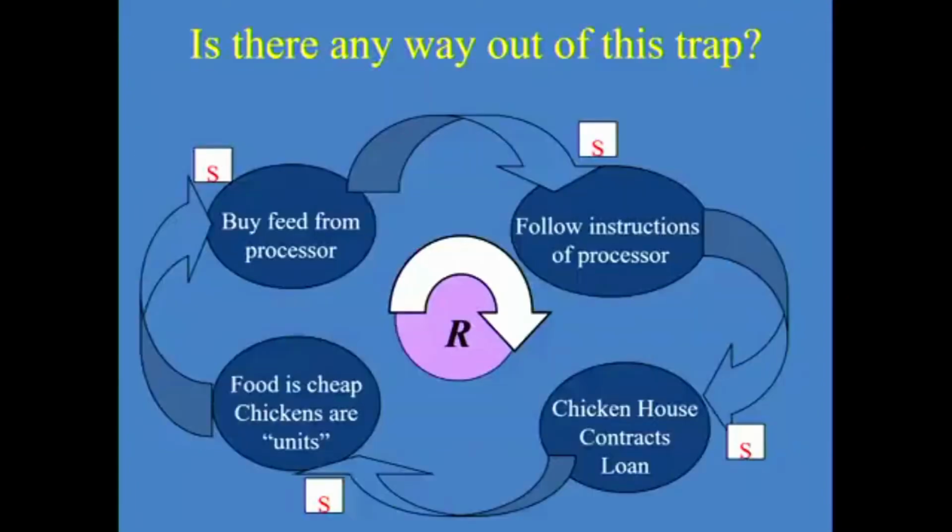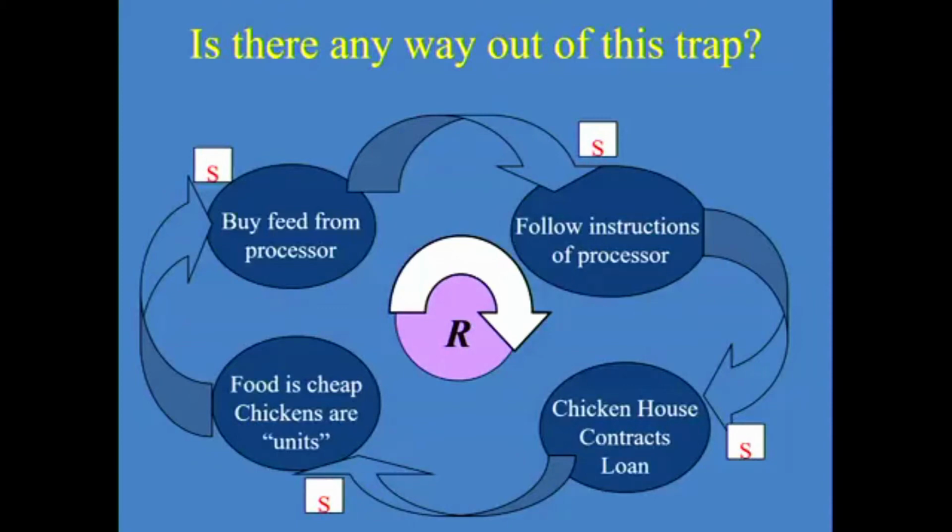And we looked at the foxes, and their sad little dog. And on Thursday last week we said, is there a way out of this system? The causal loop diagram here, you buy feed from a processor, is part of a pattern of behavior where you're basically following instructions of the processor. The structures that are part of that system are the chicken houses, the contracts, the loans, and the mental model that is driving that. Food should be cheap.